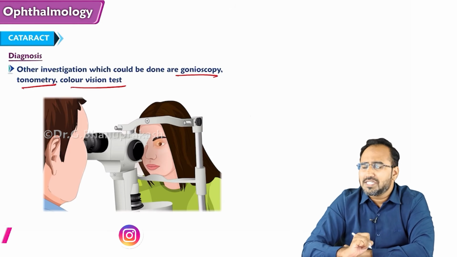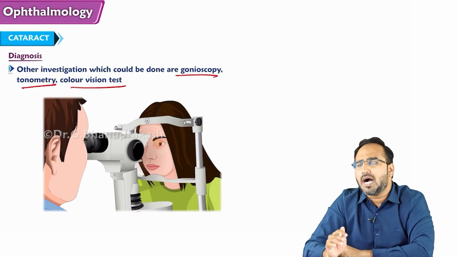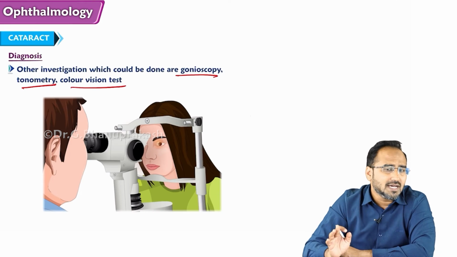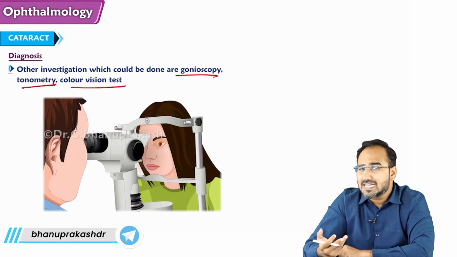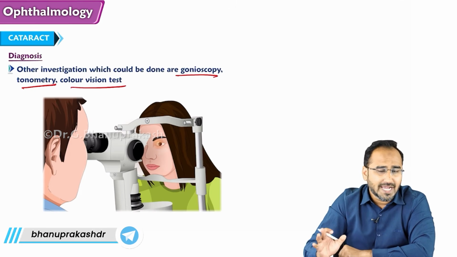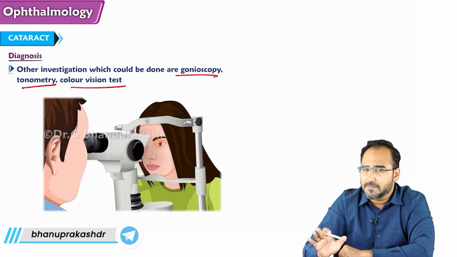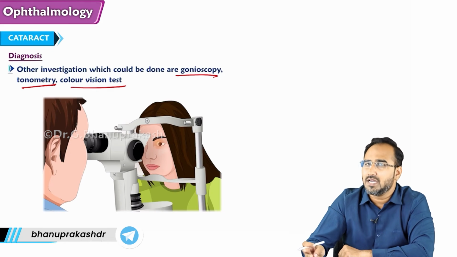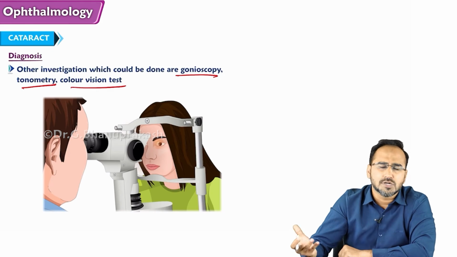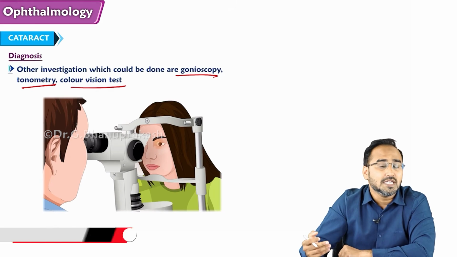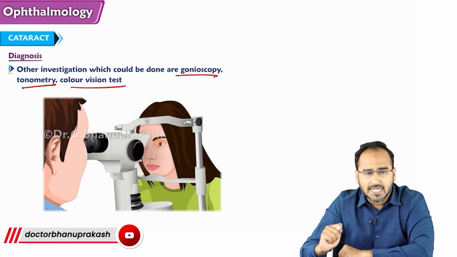Why color vision testing? Because the patient is not able to appreciate the what color? Blue color. That's why he is complaining of xanthopsia. You guys know color vision testing and all, right? What are the testing charts done? ISHIHARA chart, FM100 hue test, Nagel's anomaloscope. Those are the tests that are usually done for checking the color vision.